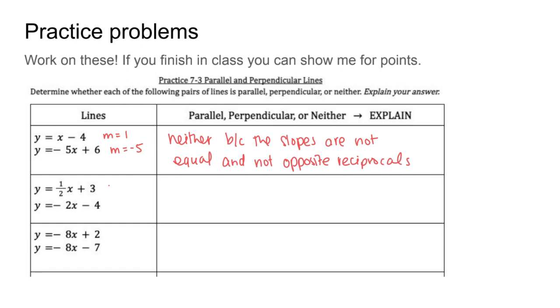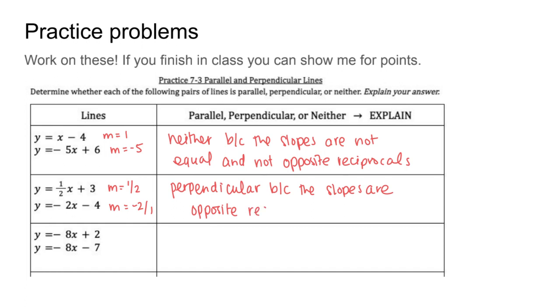Okay, the second one, we're looking at the slopes again. So m equals 1/2 is the first slope. The second one is m equals -2 or -2/1. Since these are opposite reciprocals, these are going to be perpendicular. And we're going to say because the slopes are opposite reciprocals. And then the last one, our slopes are -8 and -8. So these are going to be parallel because the slopes are the same.